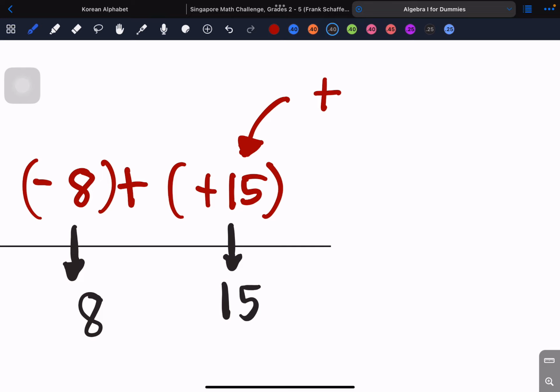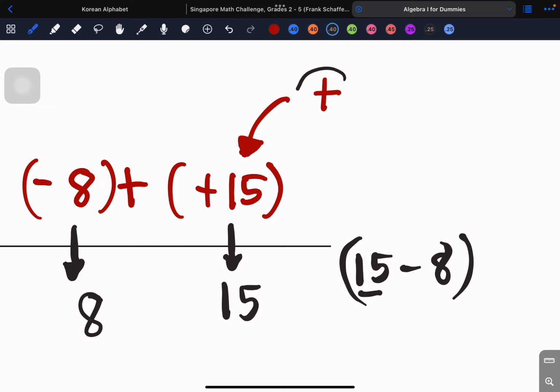Tapos, ipag-minus mo yung malaki saka sa maliit. So, 15 bigger minus 8. Tapos, may parenthesis na yun, kasi dapat yung final answer natin ay positive. So, 15 minus 8, that is 7. So, positive 7 ang sagot.